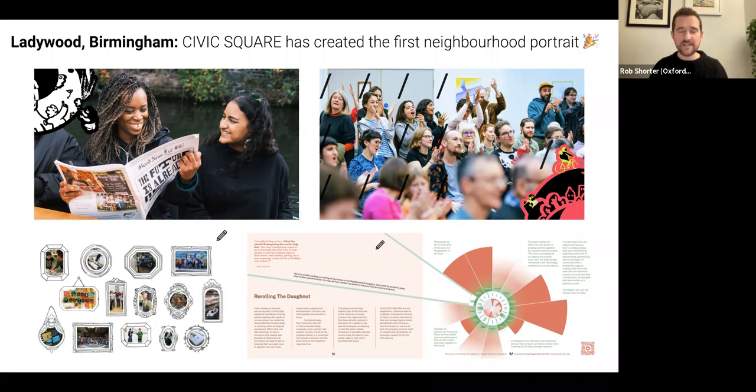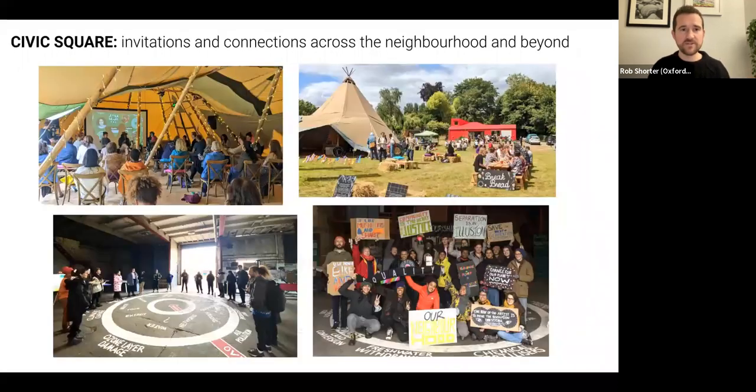And so what a difference that is compared to the things that we pick up in the news at the moment. And so really positive stories of change can really energize communities and catalyze them towards a thriving future. And they're creating invitations and connections across the neighborhood and beyond for everyone to be a part of it.